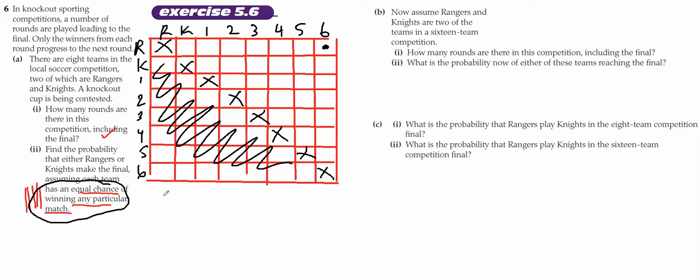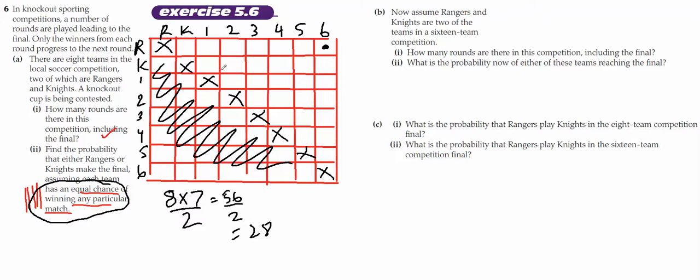So if I thought about this, Rangers could play 7 other teams. Knights could play 7 other teams. Team 1 could play 7 other teams. Since I've got 8 different teams, there are 7 possible opponents each, which is 56. However, since Rangers versus Knights and Knights versus Rangers is the same, I need to divide by 2. So that should give me 28 possible options. And I've counted 1, 2, 3, up to 28.